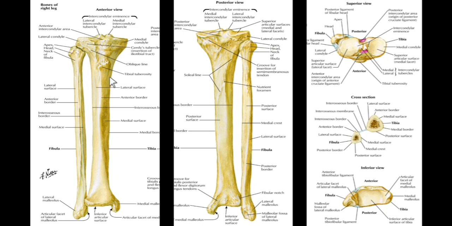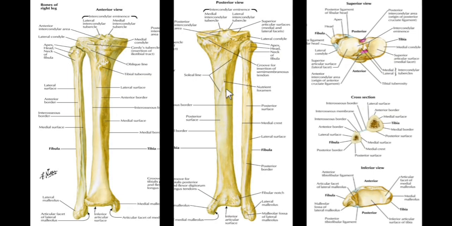The anterior border is S-shaped and sharp. This is the S-shaped border and a little bit sharp. The medial border is rounded, and the interosseous or lateral border extends from the lateral condyle, a little below and in front of the fibular facet, where the fibula attaches to the anterior border of the fibular notch.